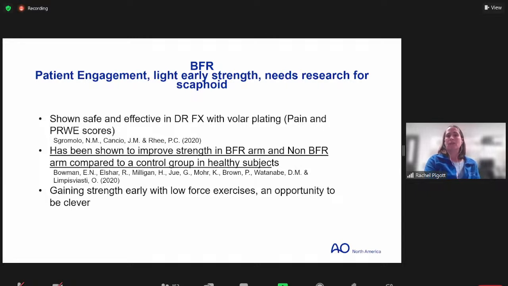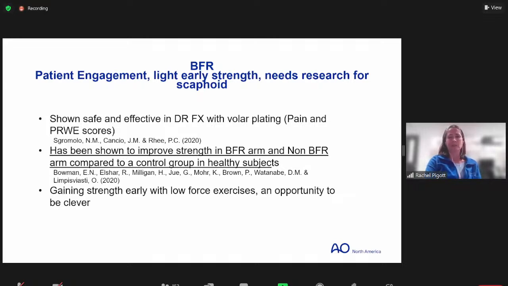And then I'm going to end with just a little bit of information on blood flow restriction therapy. It's just application of an inflatable cuff that decreases venous return, and it helps people gain strength earlier. It's been shown safe and effective in distal radius fracture patients. This is probably the only population that is really well researched in the upper extremity.